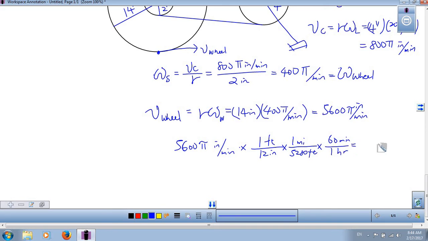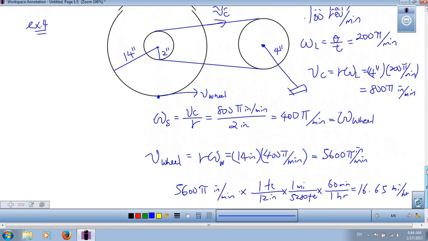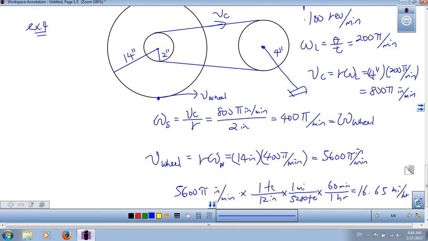After a little calculation, using the real value of pi, this comes out to about 16.65 miles per hour. That's a pretty good rate if you're riding a bicycle. So this is one of the applications we will be using, especially useful for calculating angular velocity and linear velocity and transferring between them.